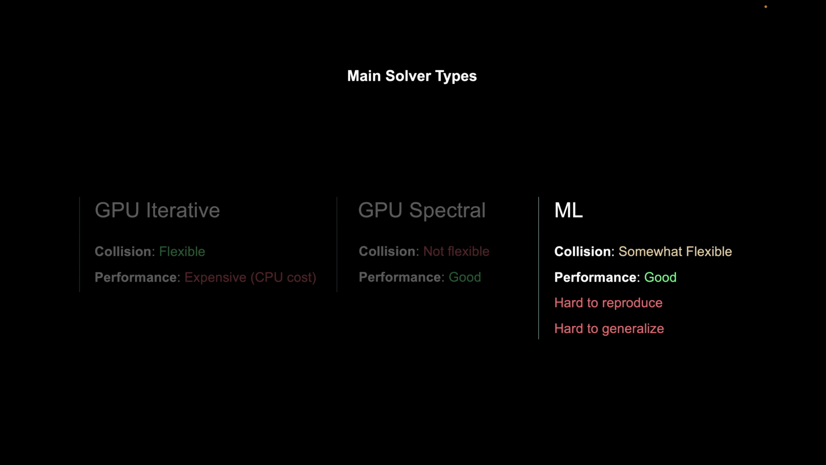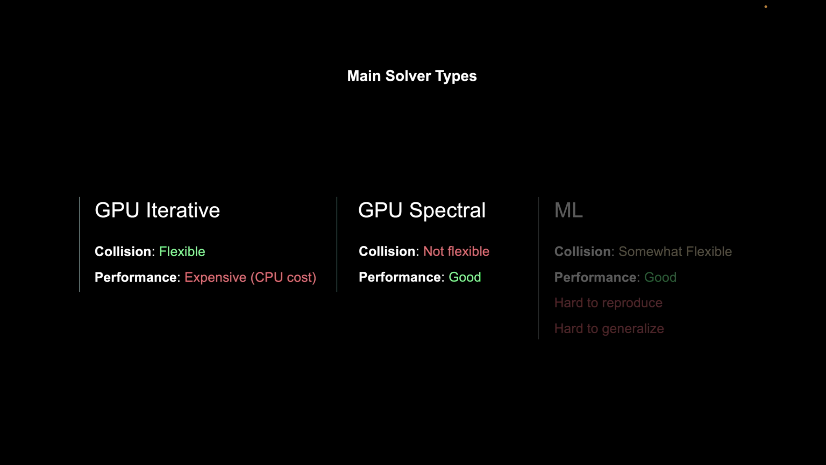Machine learning methods are somewhat flexible for object collision, and they are fast, but they are often hard to reproduce and hard to generalize to cases outside the training dataset. Poisson filters sit nicely on a sweet spot in between iterative and spectral methods, combining their benefits and avoiding their drawbacks.